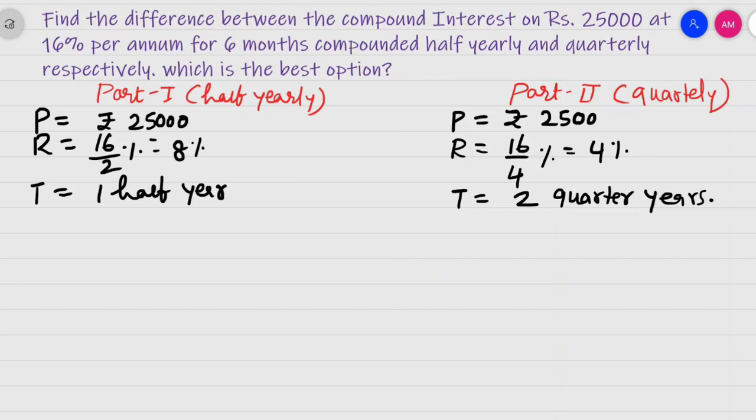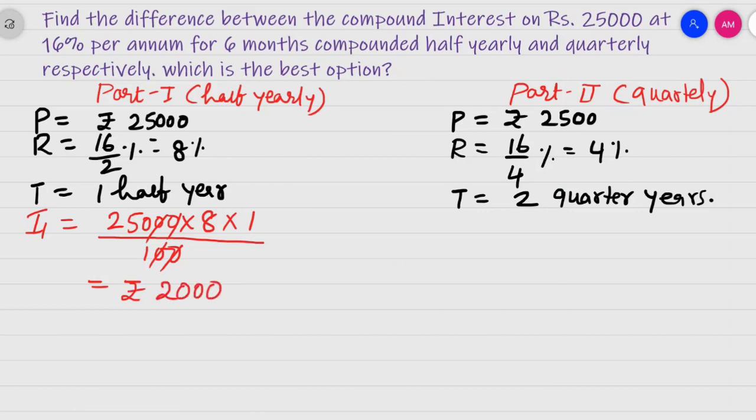So let us quickly proceed and then we will see what will be the difference between the compound interest, whether half yearly is the better option or quarterly is the better option. So interest here will be principal amount, that is 25,000, multiplied by rate, that is 8, multiplied by 1/2 year, divided by 100. So two zeros cancel. At the end you are getting 250 into 8, which will be equal to rupees 2000. So this is the compound interest which you get when the money is compounded half yearly.